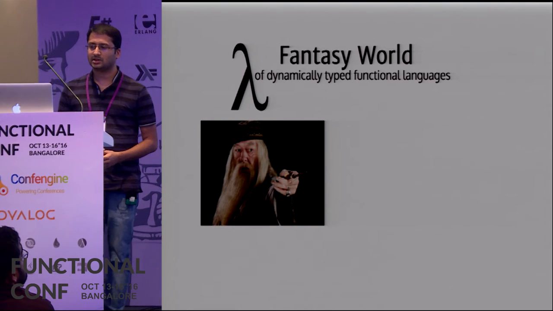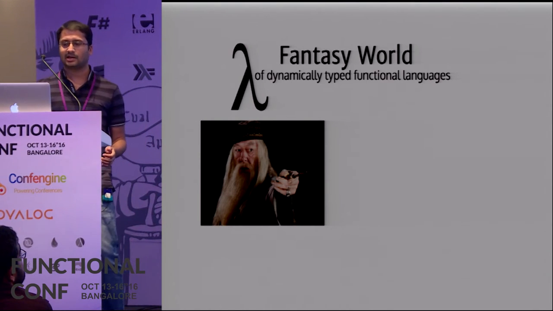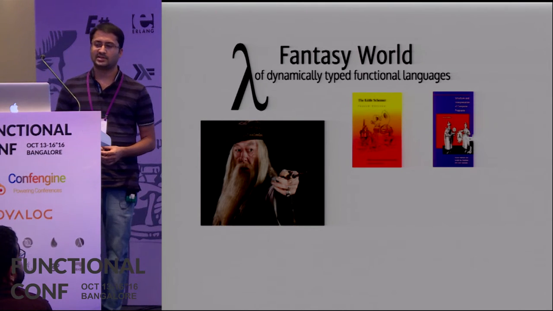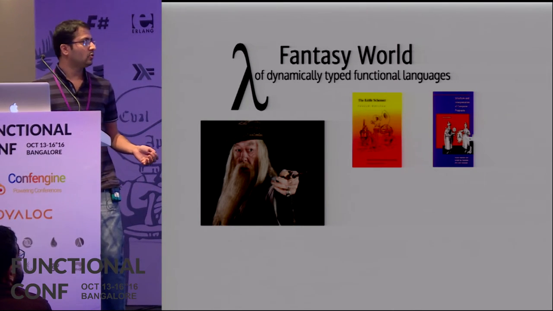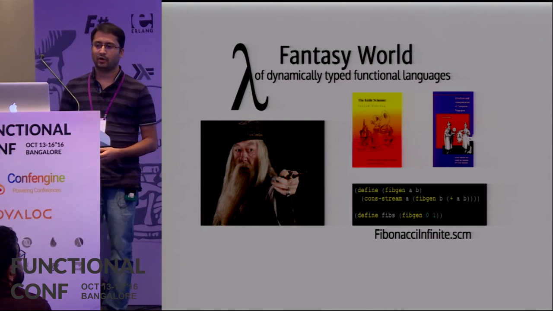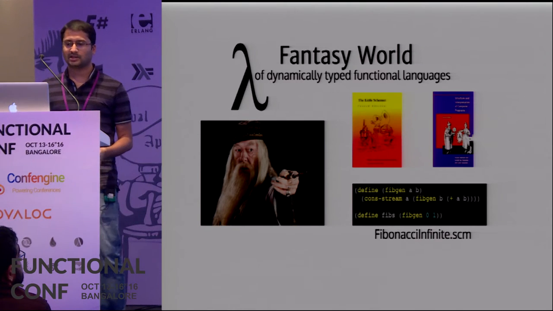In a parallel universe, a different friend tells you about the magical world of dynamically typed functional languages like Lisp. He or she is so excited about its features like homoiconicity. It seems promising, and you want to find out for yourself, and you start reading books on Lisp. And you stumble upon this code for the infinite Fibonacci series. You cannot imagine any way in which you can express an infinite computation like this in your favorite language.